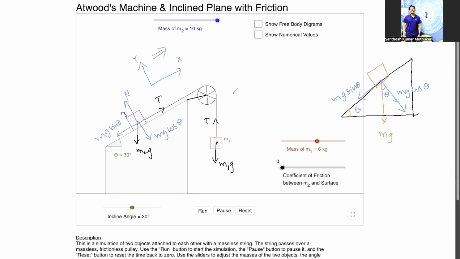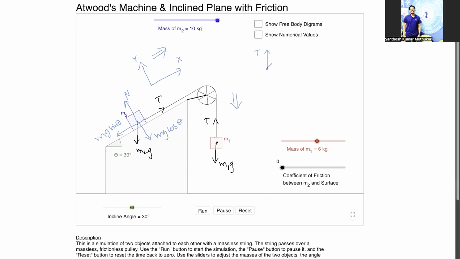In this direction and in this direction. So let us write the free body diagram and equations of the net force acting on the two masses. First mass has tension T acting upward and M1G acting downward. I'm drawing M1G with a longer length because I know this is sliding down, so this is going to be positive. So this force is dominating over this force.